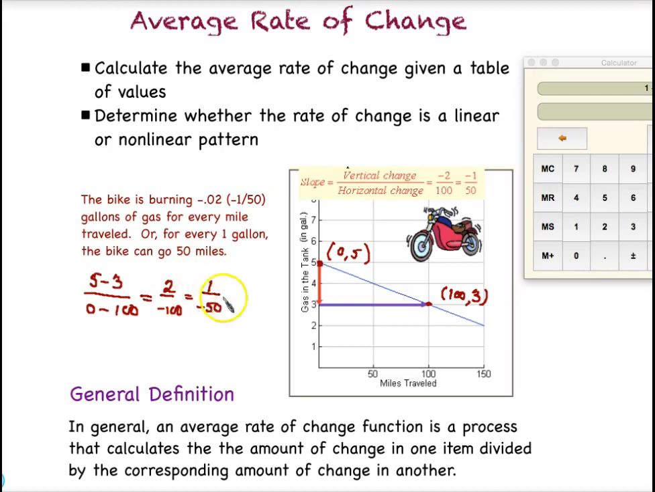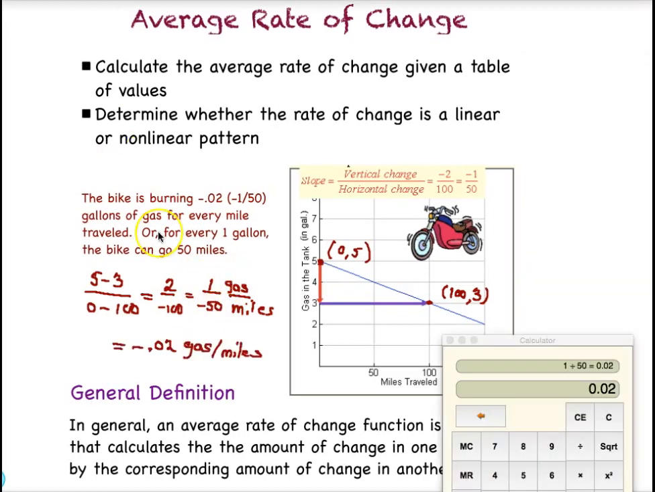We could leave it like this, and remember what these labels are. The vertical is the gas that remains in the tank, and the horizontal is the miles that we've actually traveled. So in one sense, we could describe what we have here. For every 1 gallon, the bike can travel 50 miles.